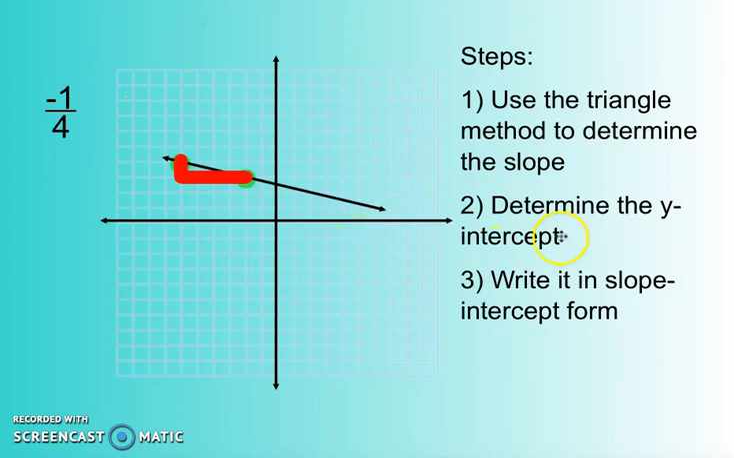Then I'm going to look at the y-axis. So the y-intercept would be right... it looks like it crosses right here, perfectly on a line. It looks like it is halfway in between 3, so it's 2.5. And so my y-intercept is 2.5.